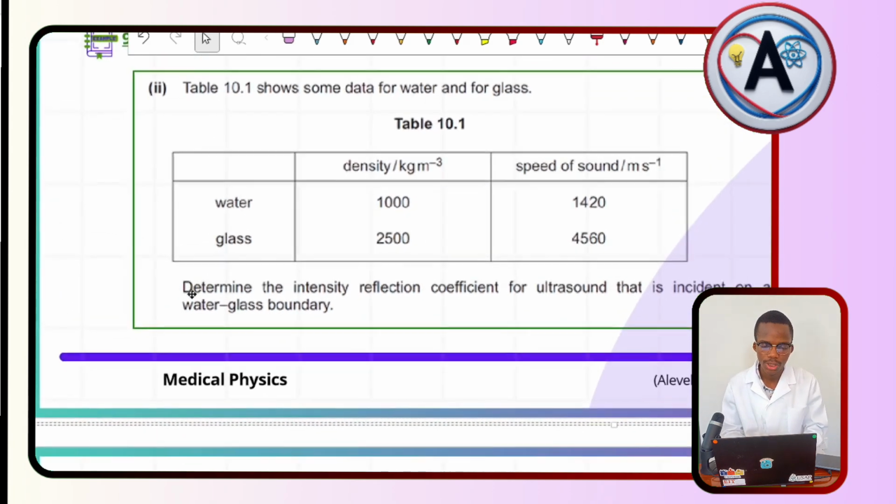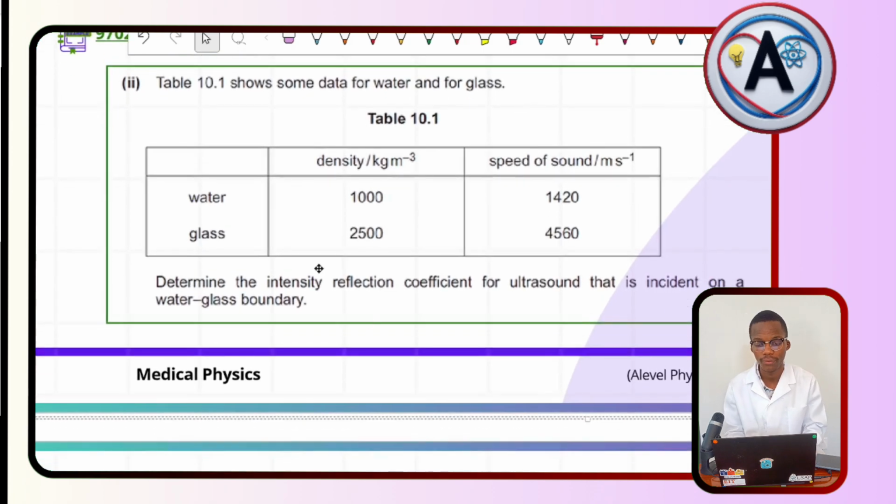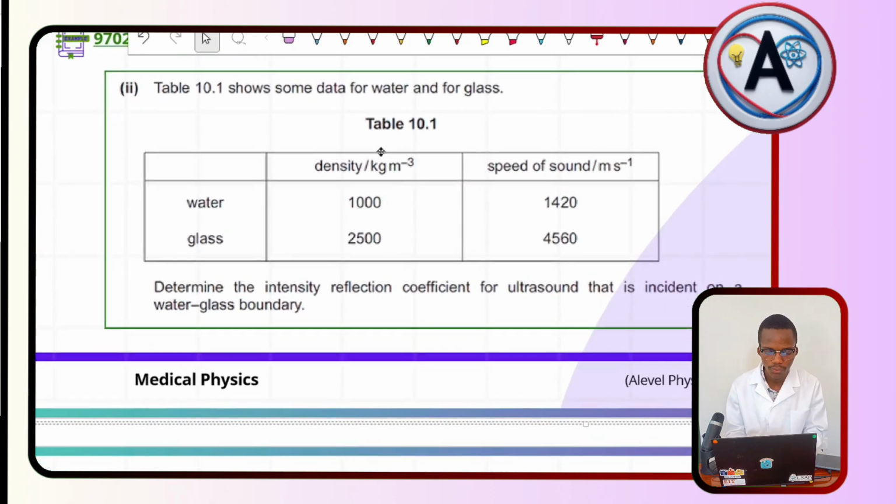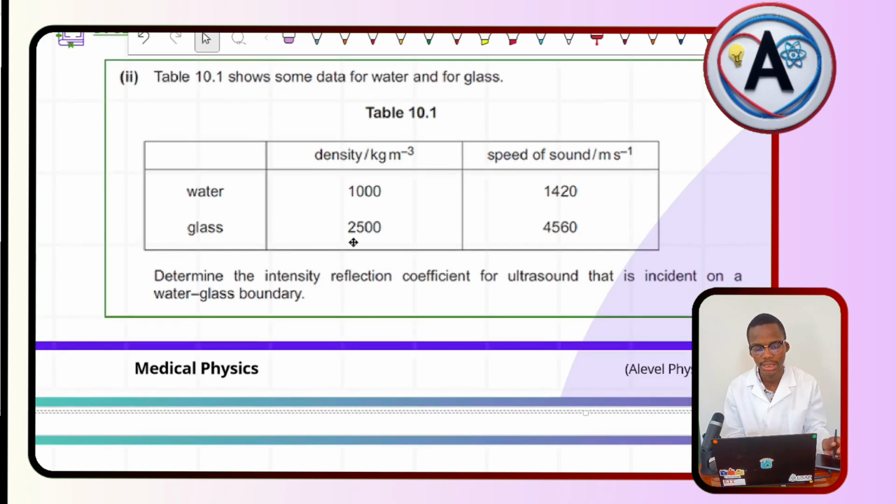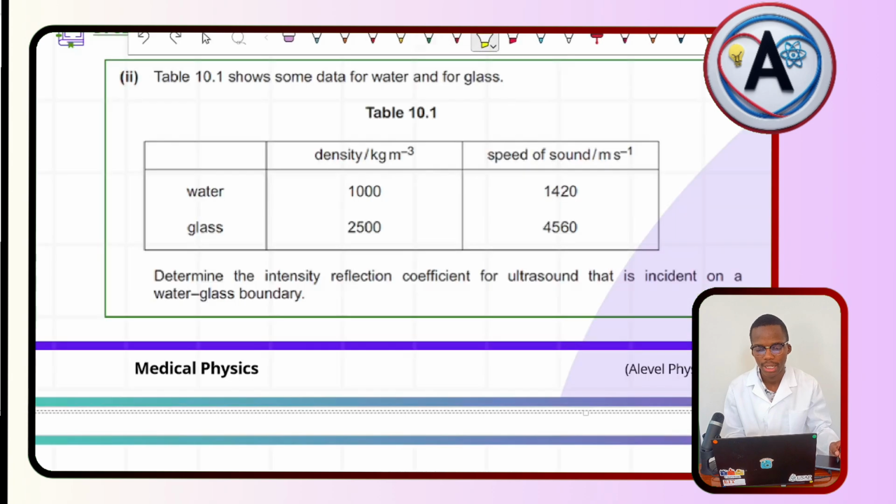Okay, so table 10.1 shows some data for water and for glass. So you have the density of water and the speed of sound, the density of glass and the speed of sound in glass. And we've been asked to determine the intensity reflection coefficient for ultrasound that is incident on a water glass boundary.